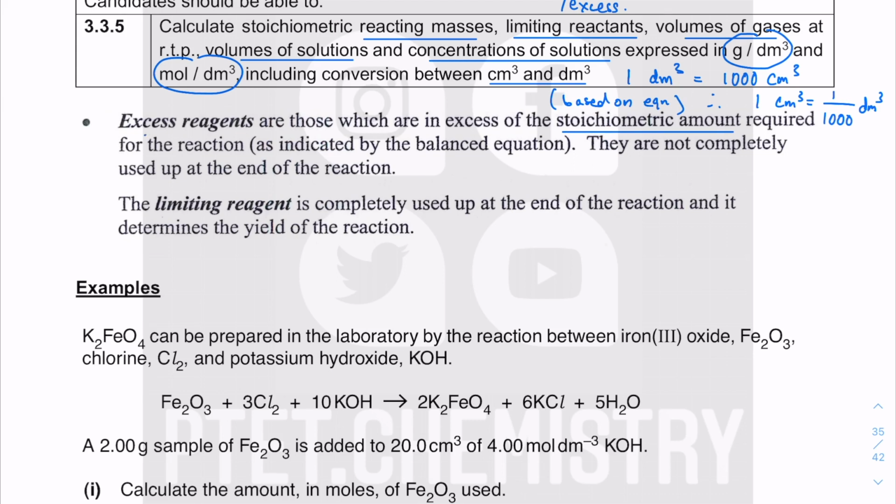So we've got to think about excess reagent, excess reactants. They mean the same thing. They are not completely used up, and that is the most important thing. Since they are not completely used up, you can never ever use the mole or the amount of excess reactant in your mole calculation, because it will not tell you how much product you get, because not all of the excess reactant is completely reacted.